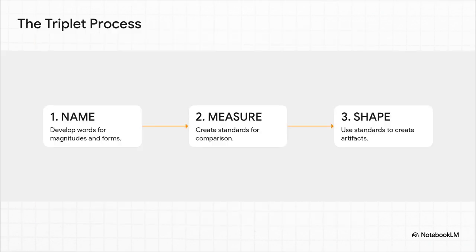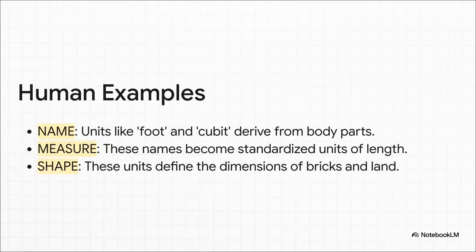So the process works kind of like this. First, a culture names things. It develops words for quantities and forms. Then, it uses those names to create standards so it can measure the world consistently. And finally, it uses those measurements to shape physical artifacts with predictable, repeatable geometry. And you can see this all over our own history. We named a unit after a body part, the foot. That name became a standardized measure, like a ruler. And that ruler was then used to shape everything from plots of land to the bricks in our buildings. Name, measure, shape. It's a loop.